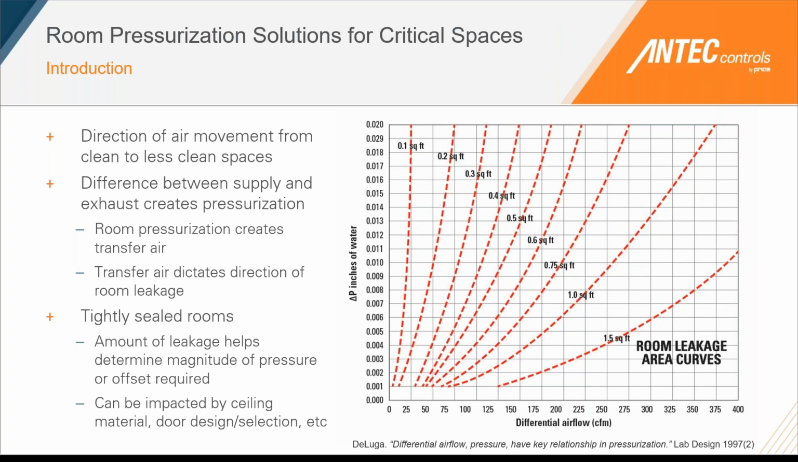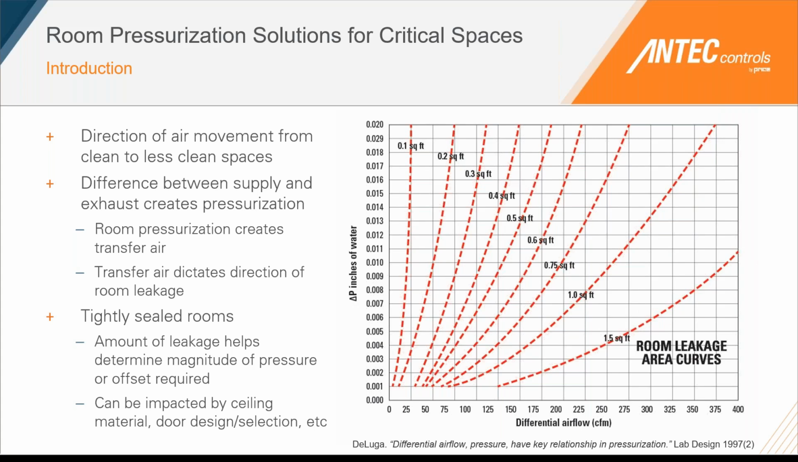On the right side of the screen, we have a simple graph that shows the effect of your room leakage on the pressurization in the space. On the bottom of the graph, we have the difference of airflow between your total supply and total exhaust. On the y-axis, we have your pressurization in inches of water column. And then this red line is the actual impact of the leakage. Looking at the red line that offers 0.1 square foot of leakage, you can see that a very small difference of airflow results in a very large buildup in pressurization.